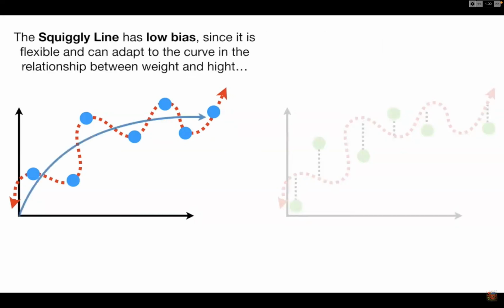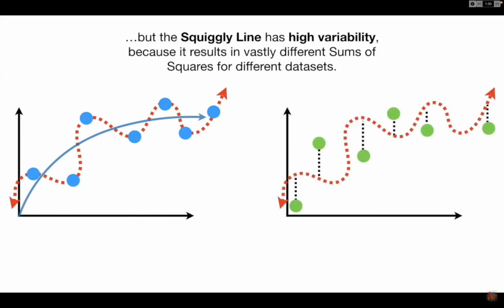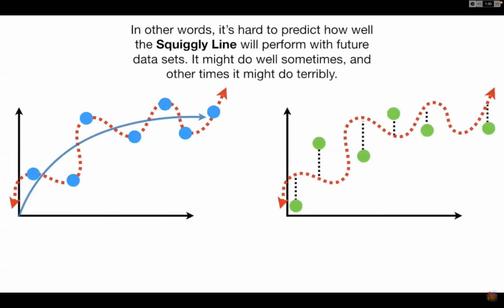The squiggly line has low bias since it is flexible and can adapt to the curve in the relationship between weight and height. But the squiggly line has high variability because it results in vastly different sums of squares for different datasets. In other words, it's hard to predict how well the squiggly line will perform with future datasets. It might do well sometimes, and other times it might do terribly.